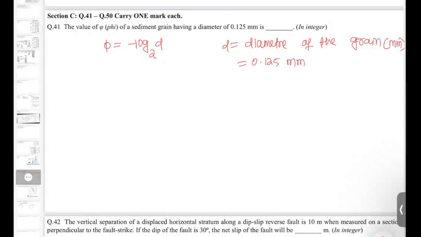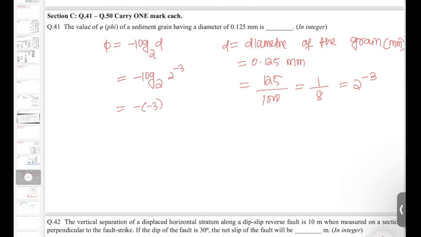If you convert this 0.125 millimeter into the form of a power of 2, this is 125 by 1000, which gradually becomes 1 by 8. So this will be equal to 2 to the power minus 3. Then if we substitute the value of d by 2 to the power minus 3, this will be minus log of 2 to the power minus 3 to base 2. So this will be minus of minus 3, which is 3. The answer for this question is 3.